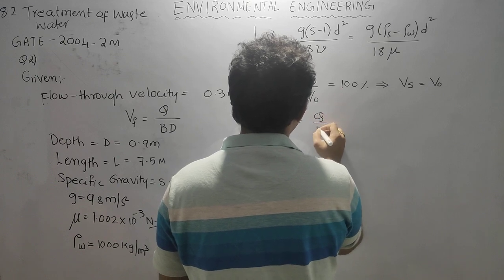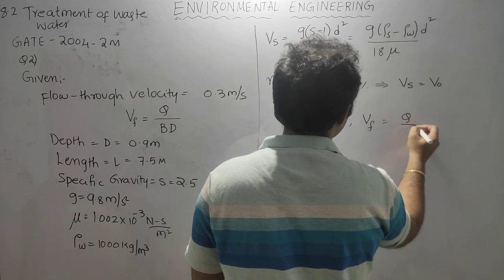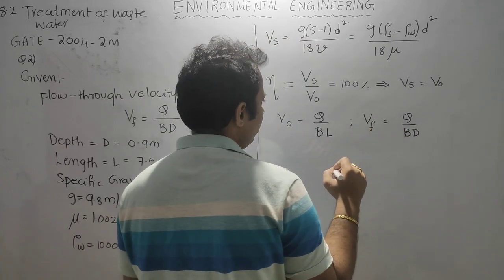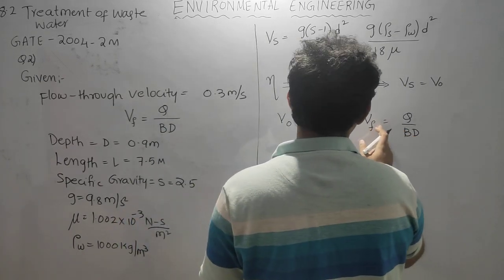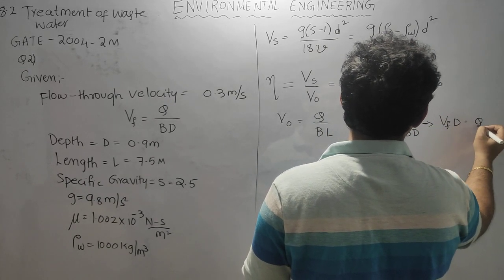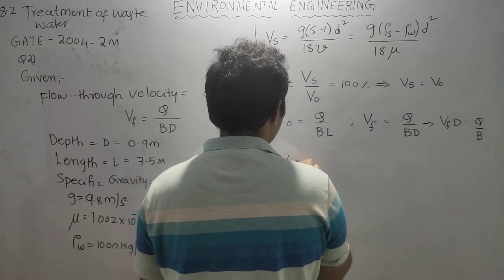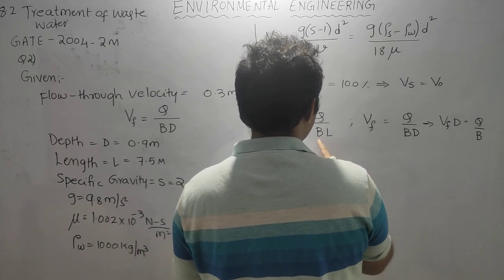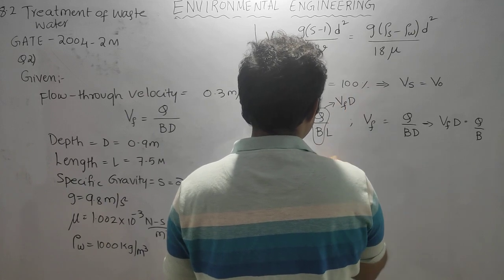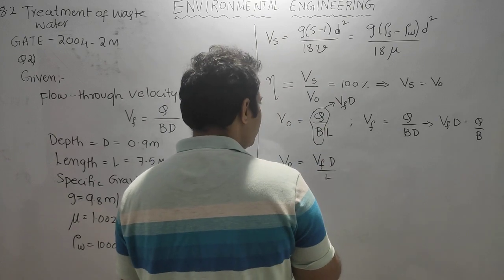V naught is equal to Q by BL. Okay, Vf is equal to Q by BD. Now we know D value. So Vf into D is equal to Q by B. So V naught is equal to Q by B into L, and this Q by B I can write as Vf into D. That is Vf into D by L. Okay, that is V naught.